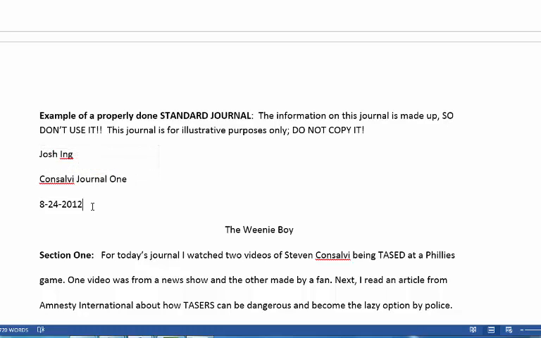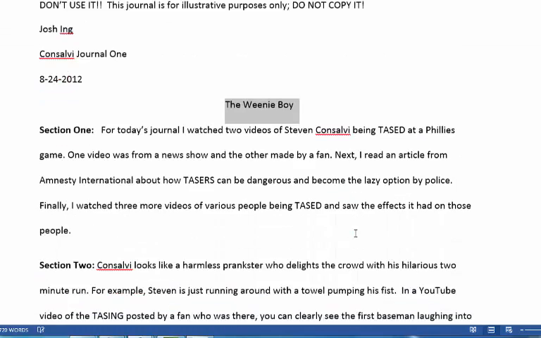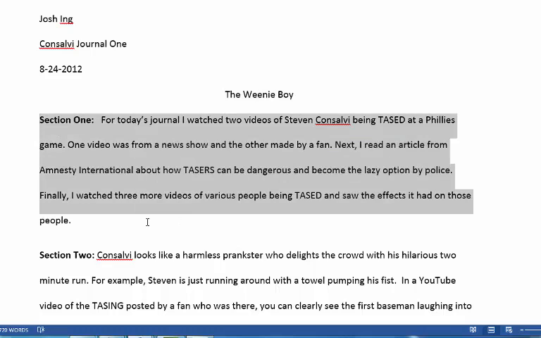Tell which journal it is. This is Consalvi Journal 1. Tell the date you're writing it. Always give your journal a title. I gave my title here, The Weenie Boy. You'll see why in a second. All right, here's section 1. Remember, section 1 is where I've got to tell people, section 1 is where I'm trying to tell, let me try this all one more time.